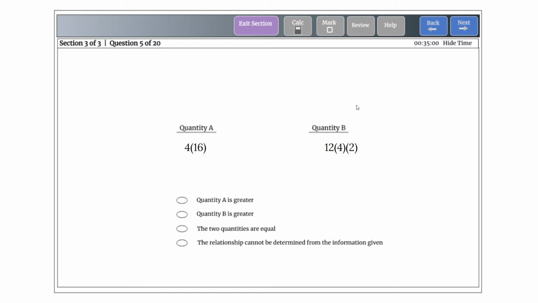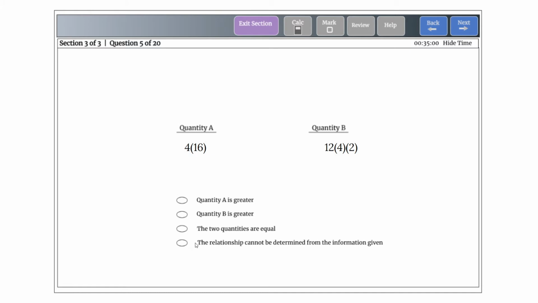Quantitative comparison, in particular, has a very distinct setup. Sometimes there'll be some information up here or a question of sorts, which we'll see in other questions, but what you can always count on there being is quantity A, quantity B, and those quantities listed underneath, and then these four options, which will always be the same. The first one, quantity A is greater. The second one, quantity B is greater. The third one, that the two quantities are equal. Or the last one, that the relationship cannot be determined from the information given.